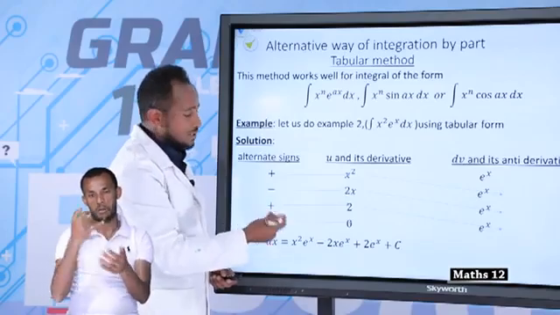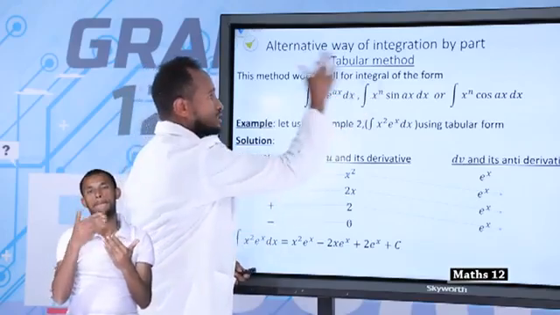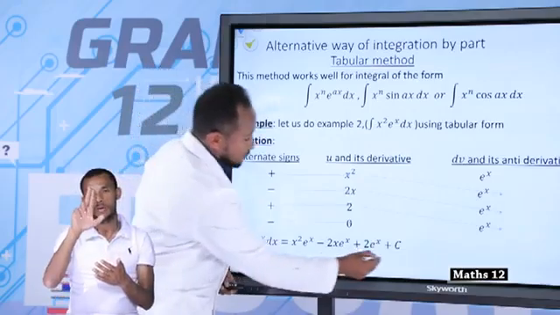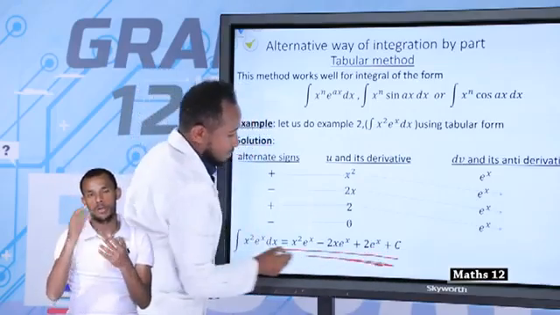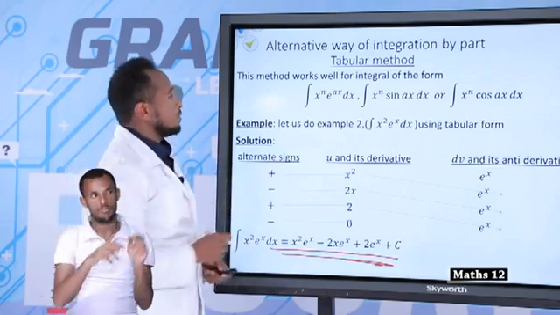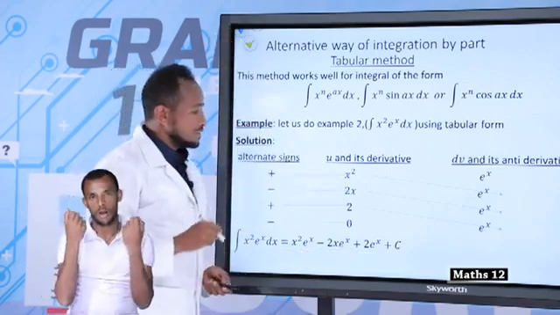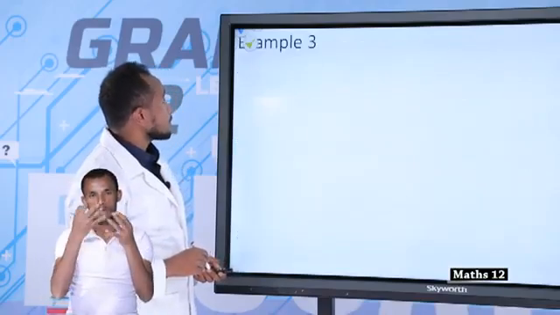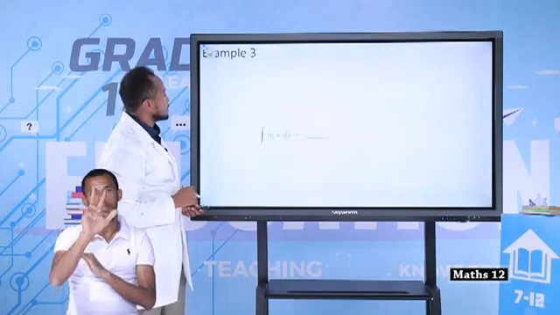This one is shorter, so it's better to use for such type of functions. The tabular method is preferable. Now, this is the final answer of this integral. To understand this technique, let's proceed to an additional example. Example 3.